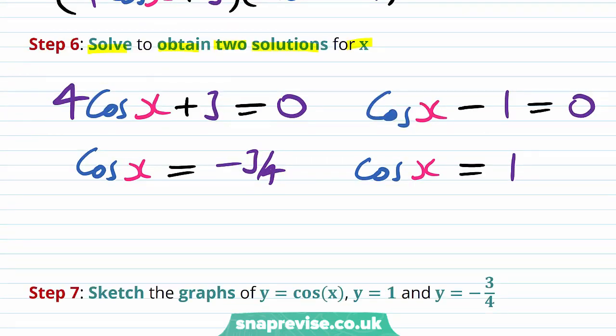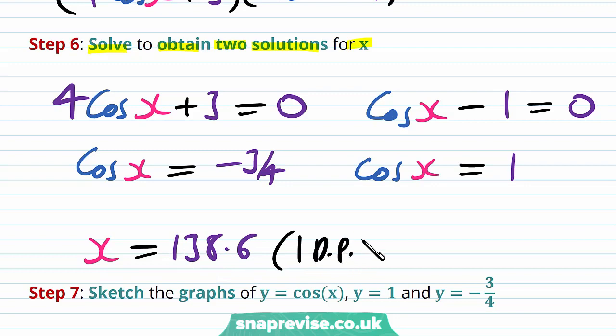We invert these equations and we get that x is equal to 138.6. That's to 1 decimal place. And we have over here that x is equal to 0. Both of these are in degrees. Now these are only two of the solutions. There may be more in our range.